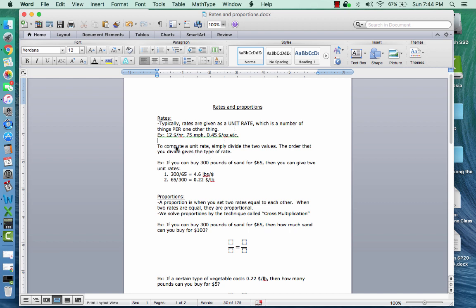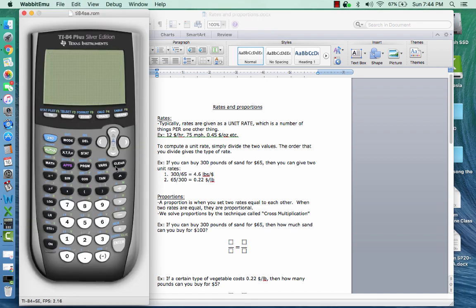So to compute a unit rate, you simply divide the two values. The order that you divide gives the type of rate. So for example, if you can buy 300 pounds of sand for $65, then you can give 2 unit rates. It just depends on the order that you divide the two numbers. If you take the 300 pounds and divide by 65, you're giving a number of pounds because you took pounds and divided by dollars. So if I rounded to the nearest tenth here, this tells you 4.6 pounds per dollar. That's what we mean by unit rate, per $1.